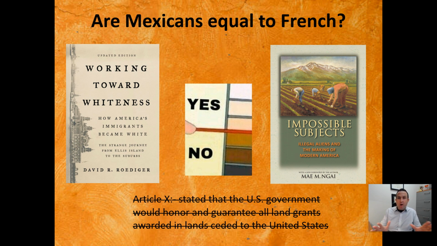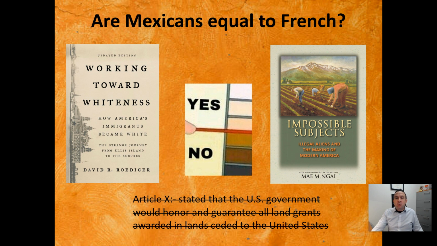Let me give you an example of this right off the bat. In the original Treaty of Guadalupe Hidalgo, Mexico had included Article 10, which you see on the screen. It stated that the U.S. government would honor and guarantee all land grants awarded in lands ceded to the United States to the citizens of Spain and Mexico by those respective governments. In other words, there was an extra clause or article put in by the Mexican government to firmly guarantee all land grants, which theoretically should have been part of citizenship status.